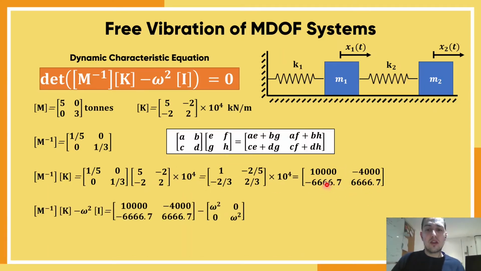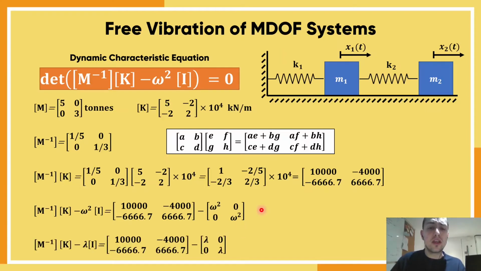So now we figured out how to get this ingredient of the equation. So m minus 1 k is just equal to this matrix. And now we need to do m minus 1 k minus omega squared times I. So omega squared times I, and remember I is just 1, 0, 0, 1, just gives you this little matrix here. So minus omega squared, 0, 0, omega squared, and the minus applies to the entire matrix.